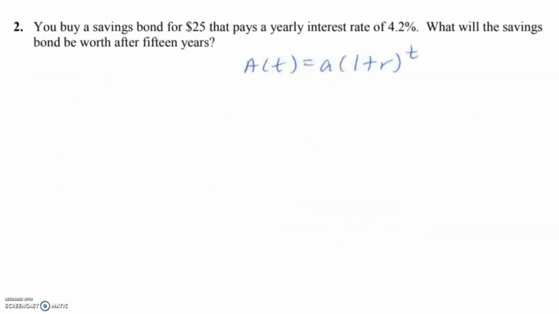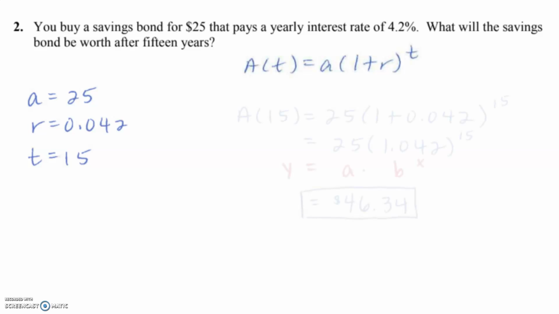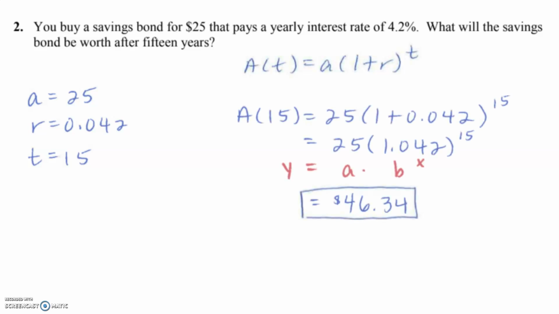Okay. Example 2, similar concept. Now though, we know that we buy a savings bond for $25 at an interest rate of 4.2%. It's a yearly interest rate, so attention to detail here is going to be really important. Okay, and what will the savings bond be worth after 15 years? So we know A, we know R, and we know T. We can plug those in and get $46. So the $25 savings bond after 15 years is going to pay us out $46.34.